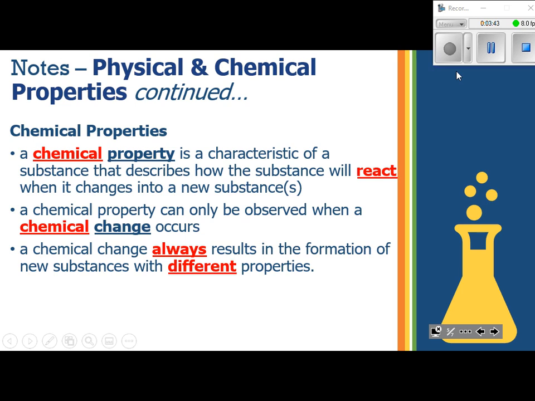Chemical properties, in order to observe a chemical property, I have to actually make that chemical change happen. I have to observe that chemical change. So chemical properties are characteristics that describe how the substance will react with other substances when it changes into new substances. So if you put a newspaper in your campfire, you know what's going to happen to that newspaper, and you can probably bet that it's going to look like that black charcoaly stuff when it's done. So a chemical change always results in the formation of new substances with different properties.